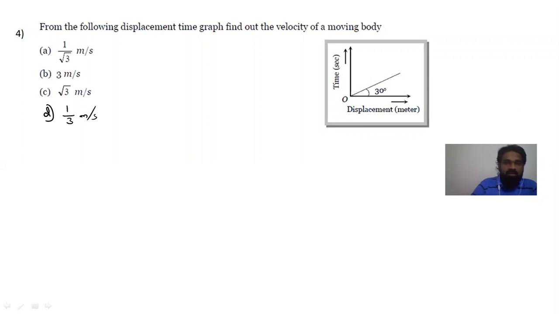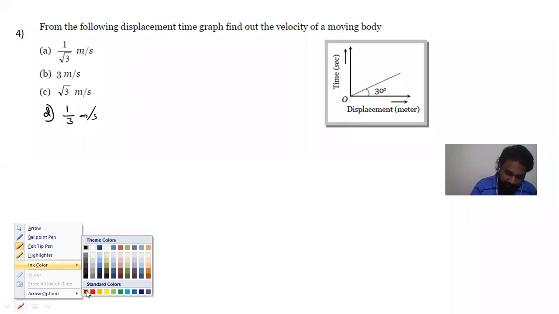Mukund is saying root 3. Sadhana is saying option C. Root 3, option C. Both are giving option C as the answer. Anyone has any different answer, please comment. Kavin is also saying option C. Subhashri, option 3. Fine. So all are smart.